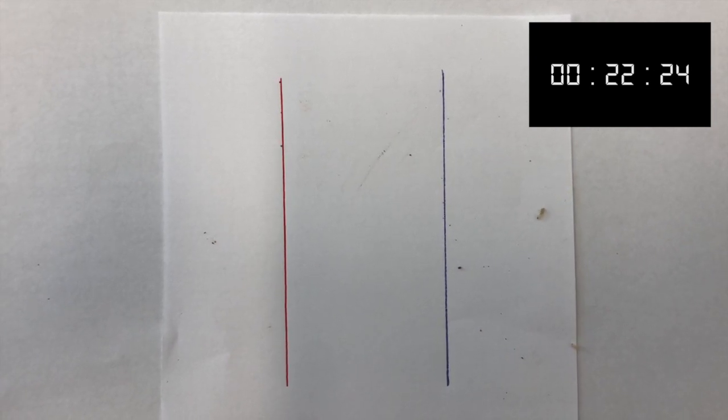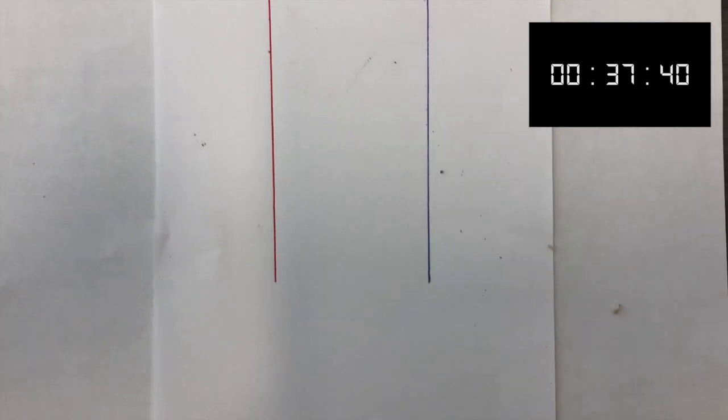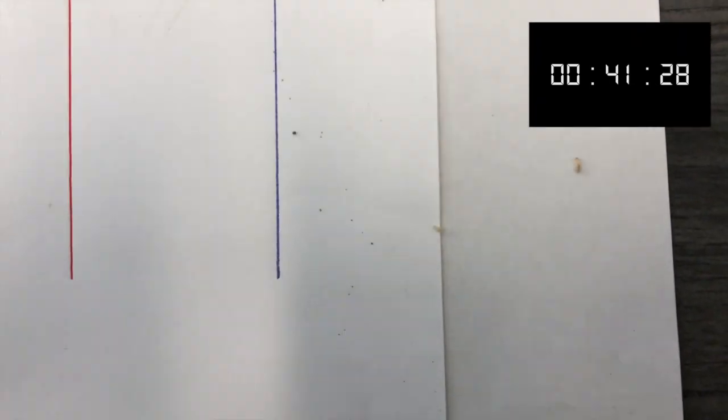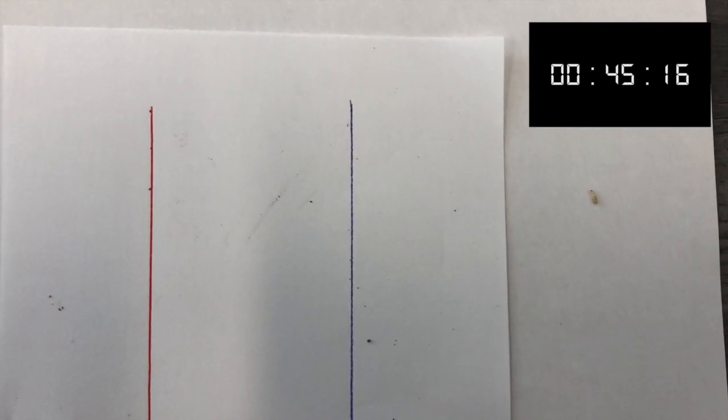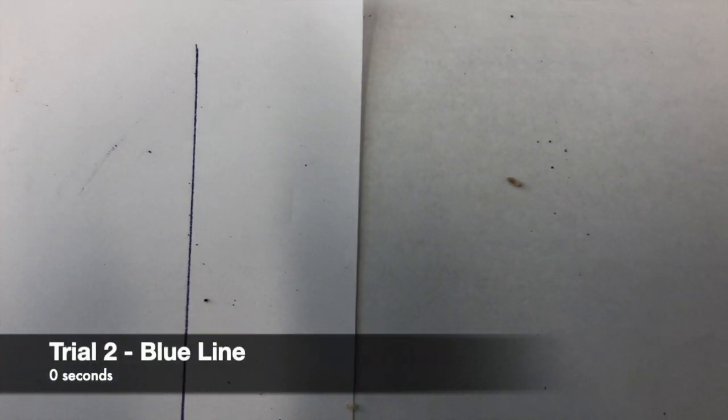Well, this termite was placed on the blue line, but it seems to be avoiding it almost completely, sort of like our other termite. It's actually having more fun exploring the edges of the page than going near the lines. Well, it looks like this termite didn't have any interest in the blue line at all. So we'll put 0 seconds for trial 2 in the blue line.